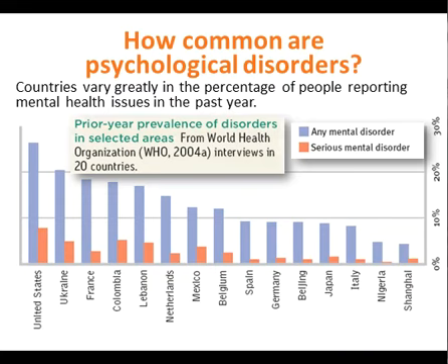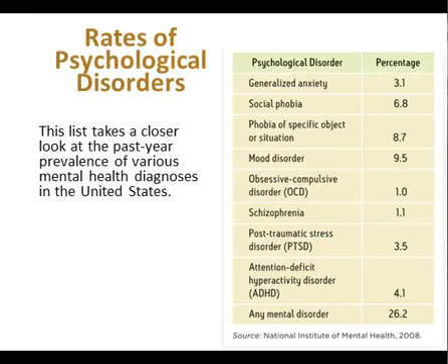Let's look at the rates of psychological disorders. So the list takes a closer look at the past year's prevalence of various mental health diagnoses in the U.S. Generalized anxiety about 3%, social phobia around 7%, phobia of specific objects around 9%, mood disorder 9.5%, OCD 1%, schizophrenia 1.1%, post-traumatic stress disorder 3.5%, 4.1% for ADHD, and 26.2% for any mental disorder.